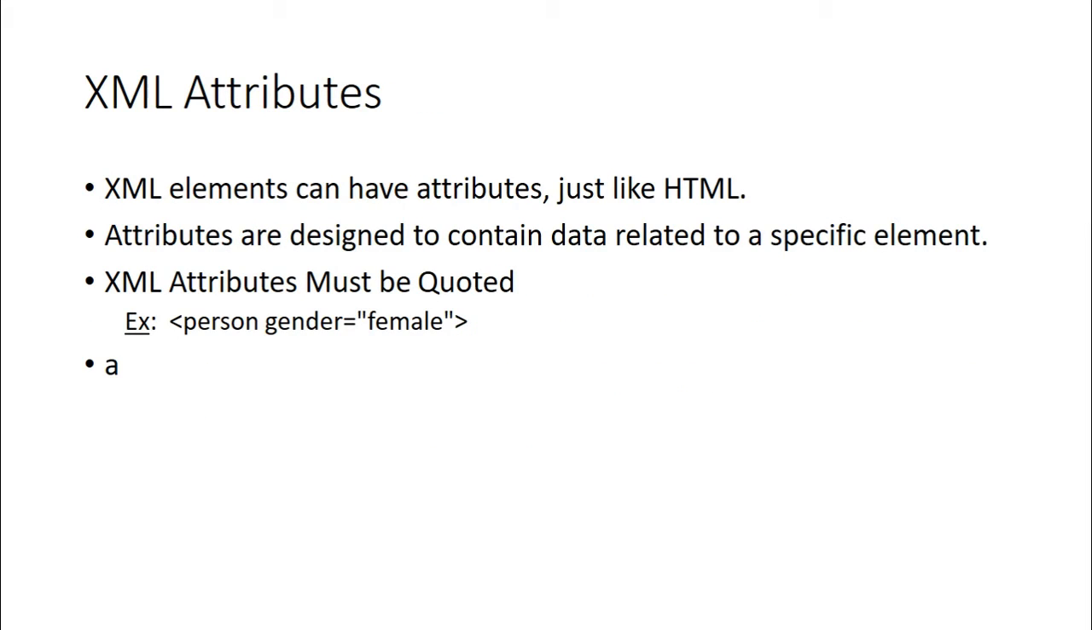Now let us see what we mean by XML attributes. XML elements can have attributes just like HTML elements. Attributes are designed to contain data that is related to a specific element. For example, suppose we have an element called person. We can set an attribute with a value male or female. And mind you, this value of the attribute should be specified within double quotes. It must be quoted.